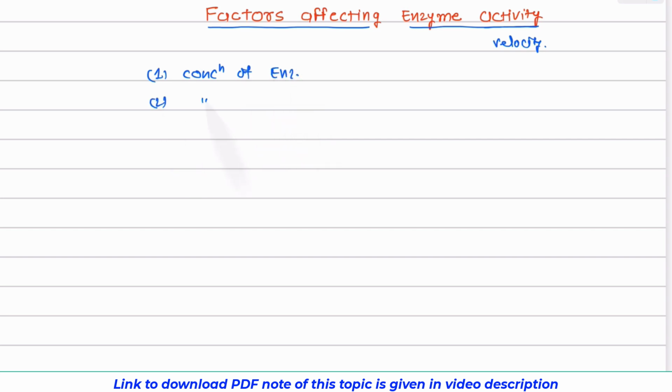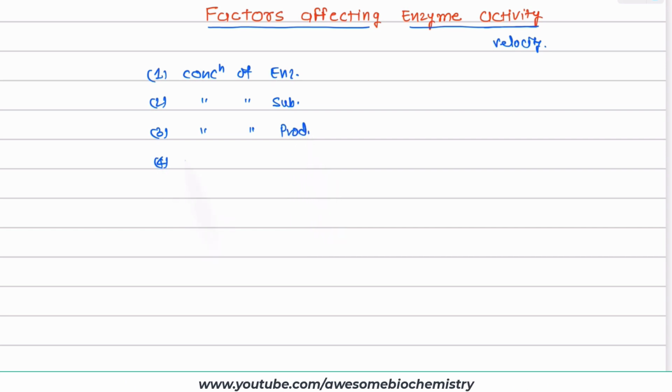Second one is the concentration of substrate. The third one is the concentration of product. Fourth one is the temperature. Fifth one is the pH. Sixth one is the radiation. And seventh one is the activator. So these are the 7 major factors which can affect enzyme activity. Let's discuss all these factors one by one.